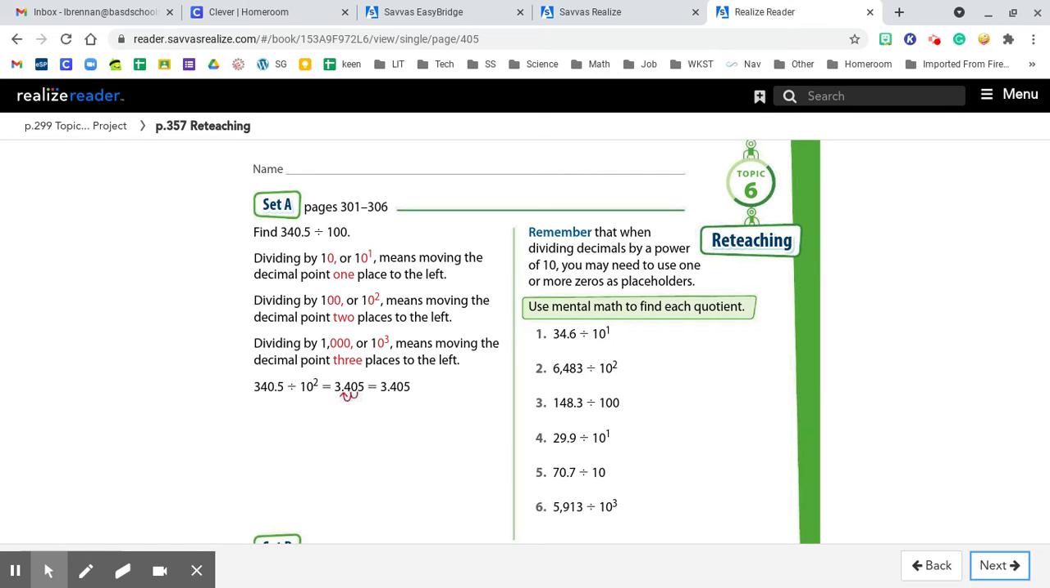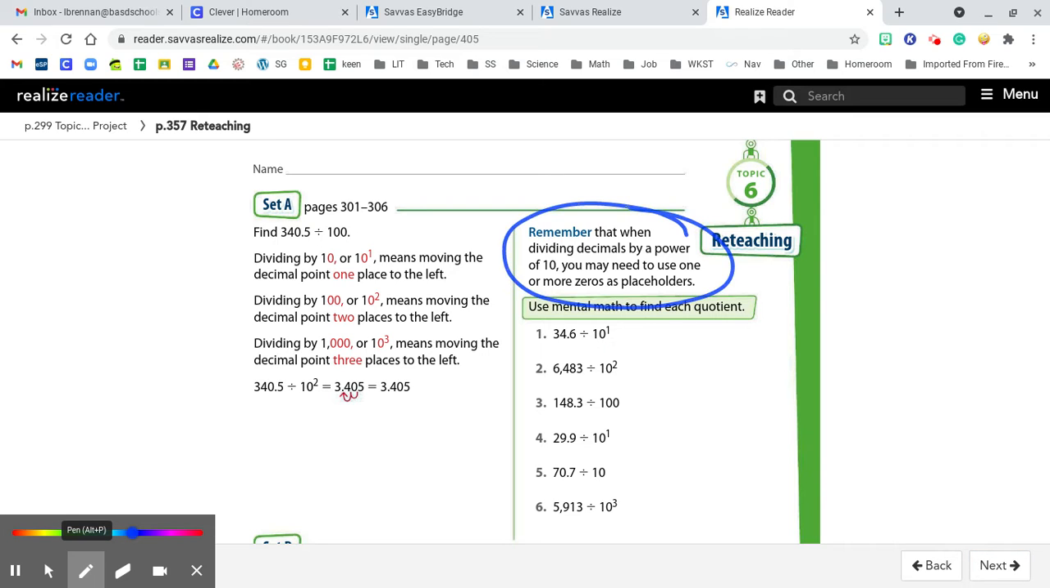All right, today we're going to review for the test. So we're on the Reteaching, page 357, set A, which goes along with pages 301 to 306. So we are dividing decimals. Remember that when dividing decimals by a power of 10, you may need to use one or more zeros as placeholders. So that's really important right there.